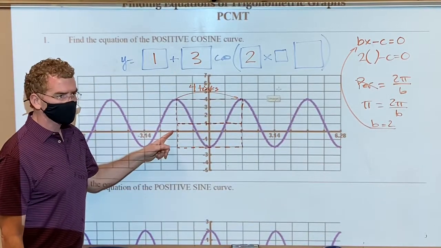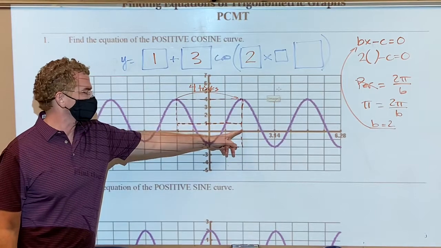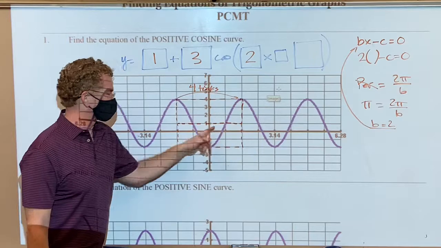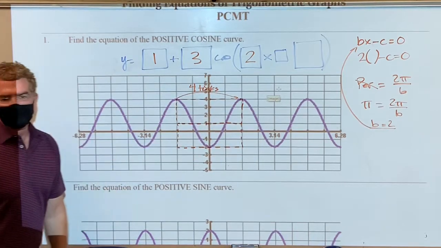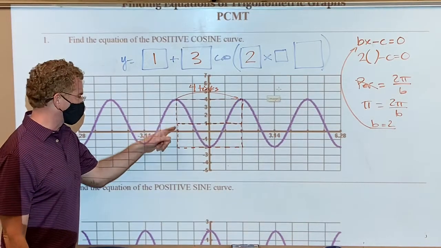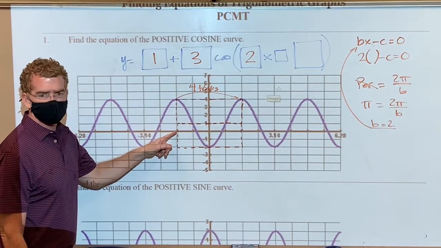You could use this one. You can use that one. It's technically the beginning of another period. You could use that one over there. I pick one of these that's closest, whatever's closest to the y-axis. In this case, it's a tie. So if you used that one, what is that value right there?